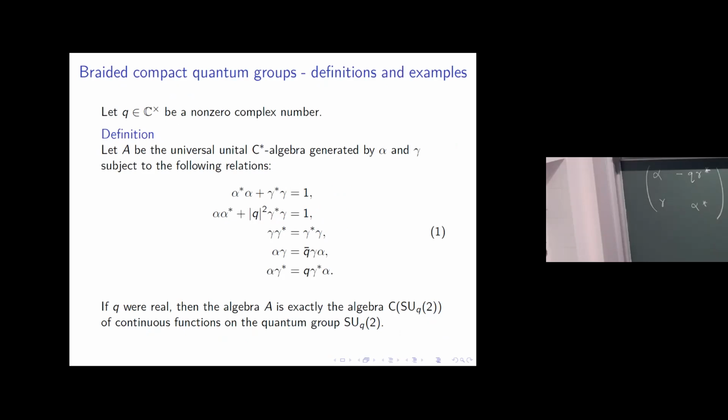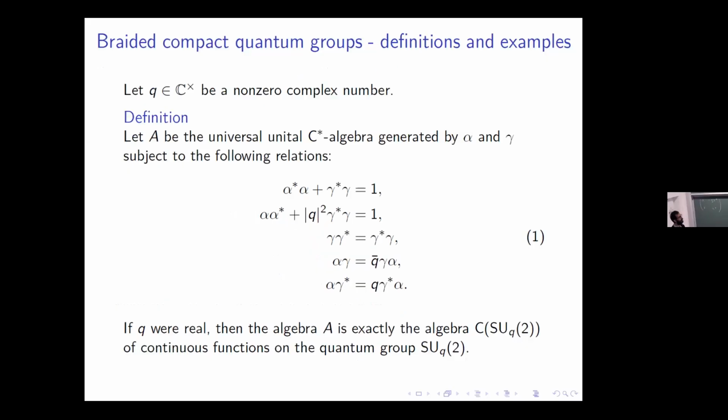So the point is q is not assumed to be a real number or between 0 and 1. It's taken to be an arbitrary non-zero complex number. You can see if I take q to be real, then mod q squared becomes q squared, and the fourth relation becomes alpha gamma equal to q gamma alpha, which are the precise relations for the function algebra of the compact quantum group SU_q(2). So if q is real, then A is the algebra C(SU_q(2)).